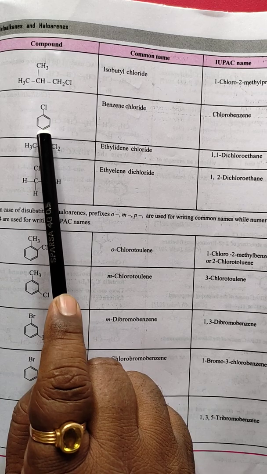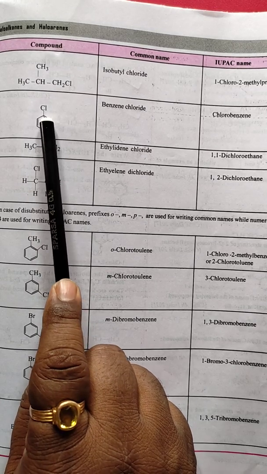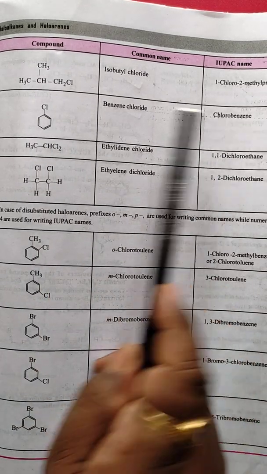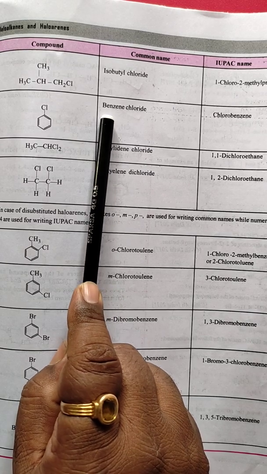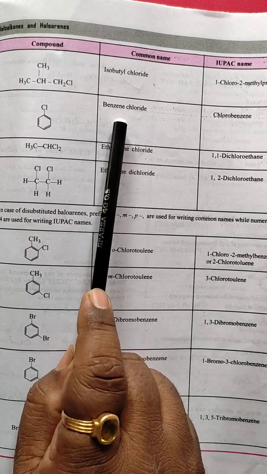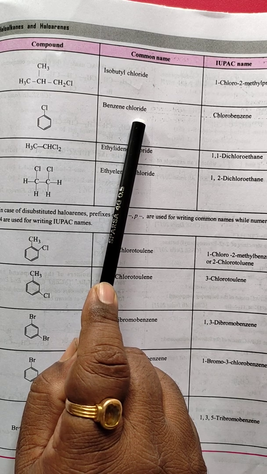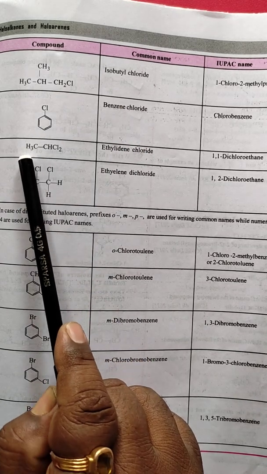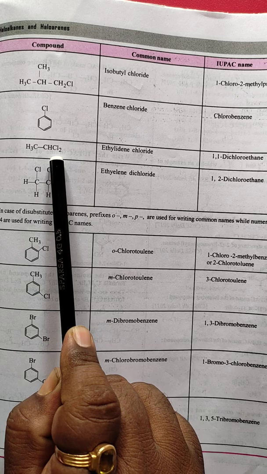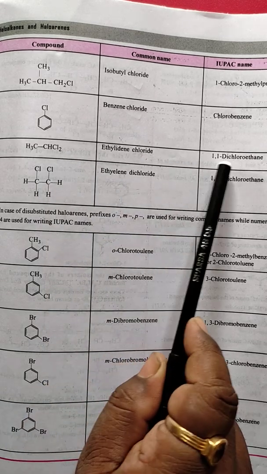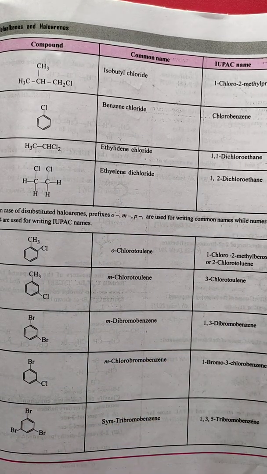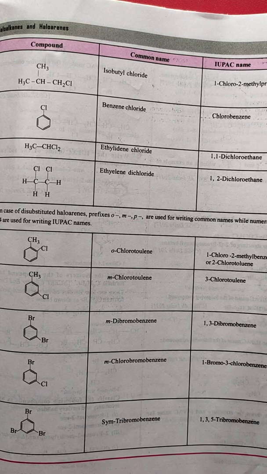After that we have a benzene ring attached with chlorine, so the name of the compound becomes chlorobenzene, but the common name is phenyl chloride. The common name is phenyl chloride, but the IUPAC name is chlorobenzene. After that we have H3CCHCl2, which is ethylidene dichloride, that is 1,1-dichloroethane. Now the next one we have is ethylene dichloride.